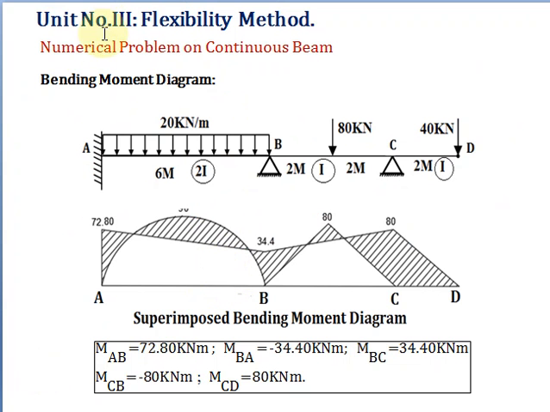Next we'll see how to draw the superimposed bending moment diagram. Already I found the moment in member AB as well as BA, BC, CB and CD. These are the values: moment in member AB, moment in member BA, BC, CB and CD. Now again you have to first draw the horizontal line. So moment at A, or moment in member AB, is 72.8.